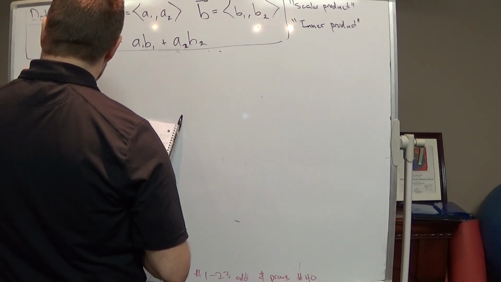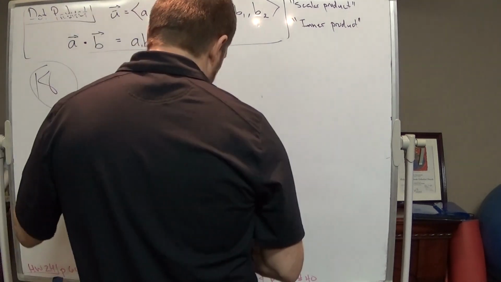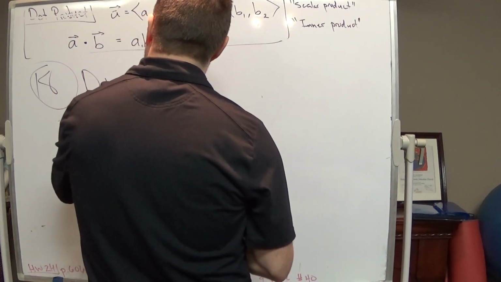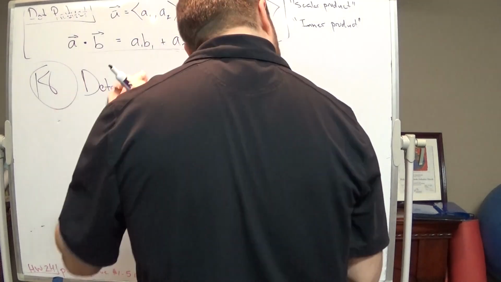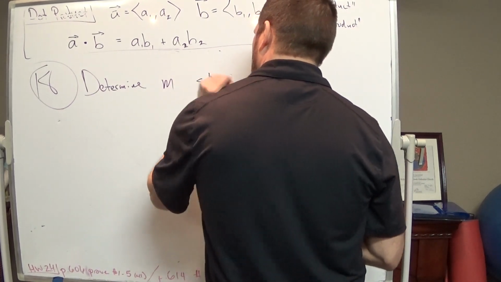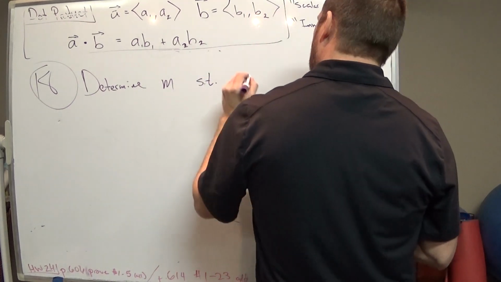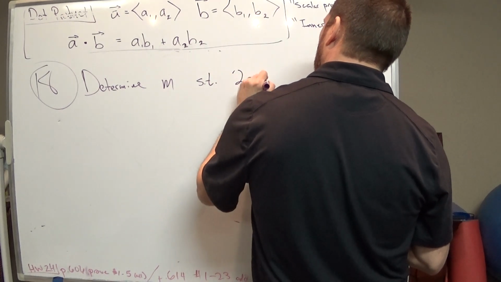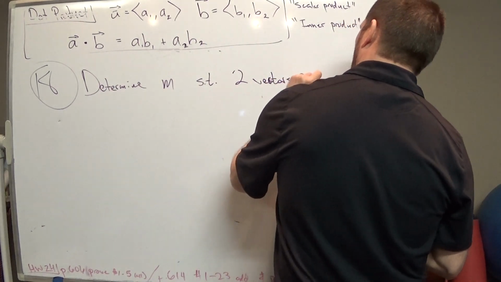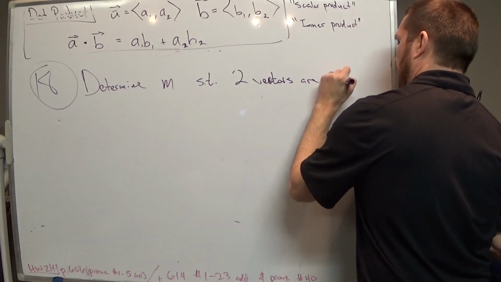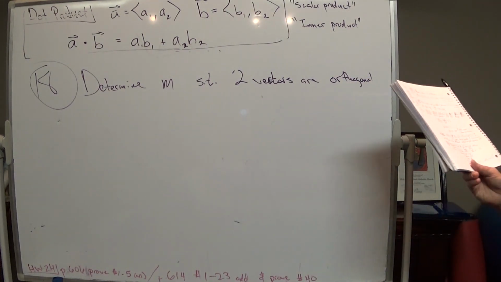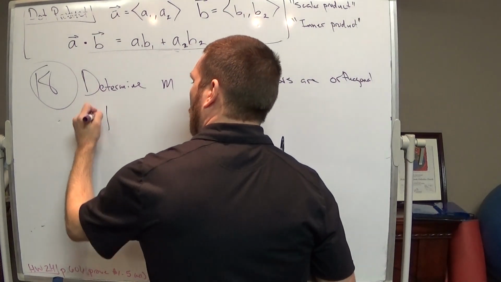This is number 18 from the assignment, and it's: determine m, and you'll see m show up in the vectors. Determine m such that these two vectors are orthogonal. And they give you two vectors.